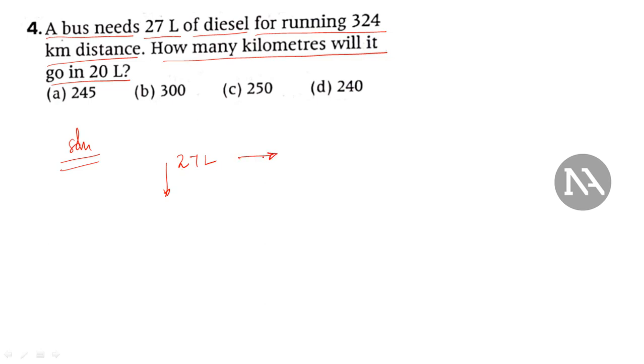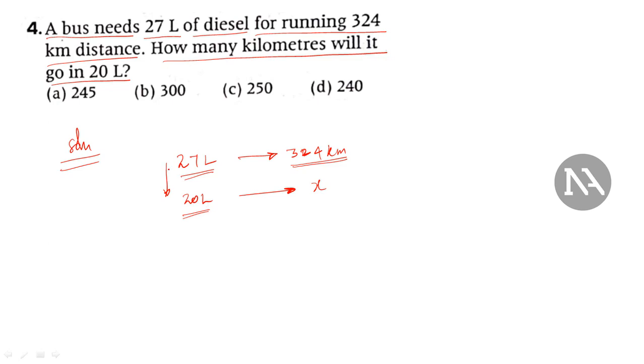For 27 liters of diesel, the bus will run 324 kilometers. For 27 liters it will run for 324 kilometers. Then for 20 liters, how many kilometers will it run? So this is what they are asking for 20 liters.